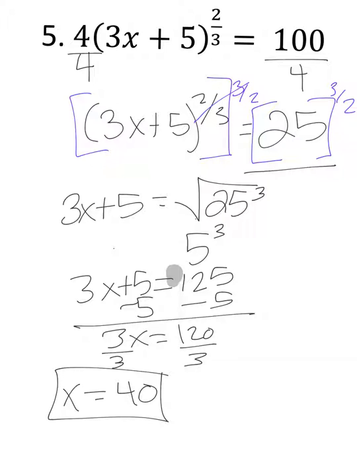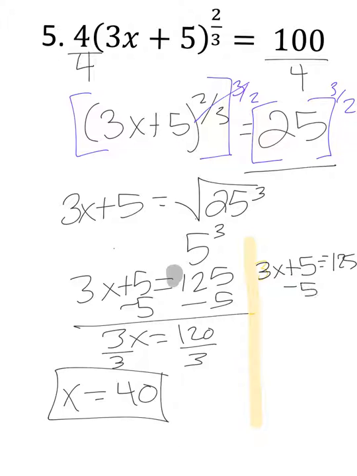Now for pre-AP, you need to think about the fact that this guy right here was a plus or minus because we took a square root of 25. So we have one more problem to work if we're pre-AP. So we're going to now work 3x plus 5 equals negative 125.